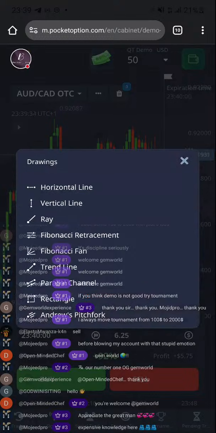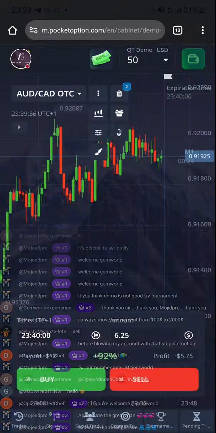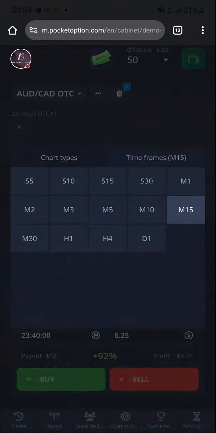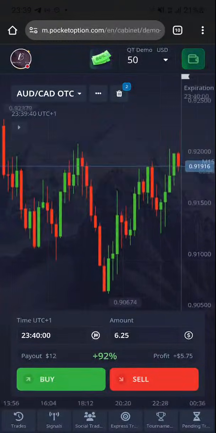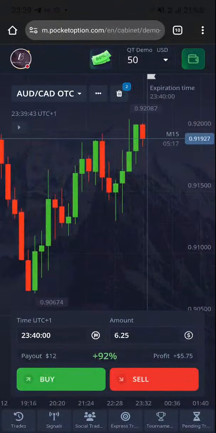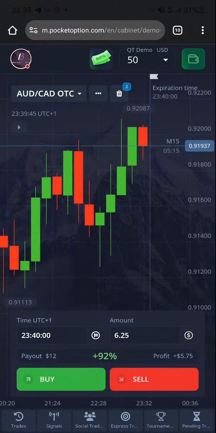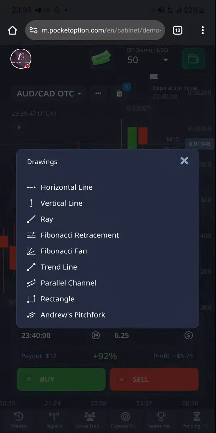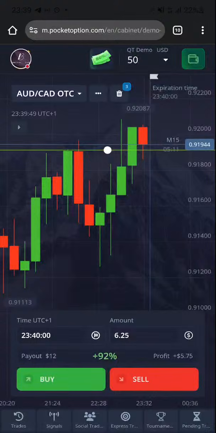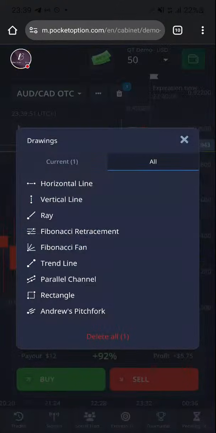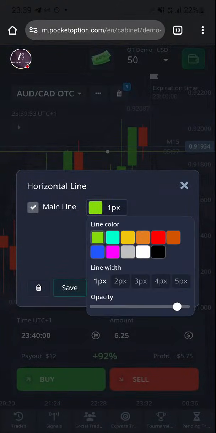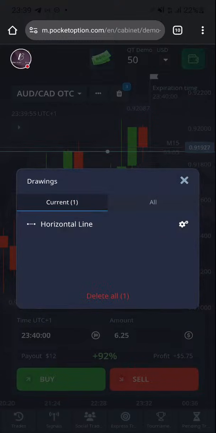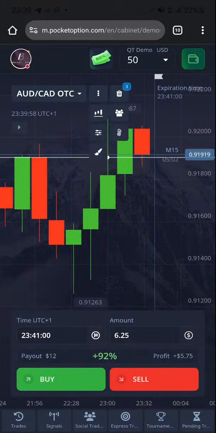Okay, let's do a top-down analysis on this market. We're down 50% of our balance right now, so we need to buckle up. We have a level here. There is a level here. I'm going to mark this level as white. It's an M15 level, so we should mark it so you can see.